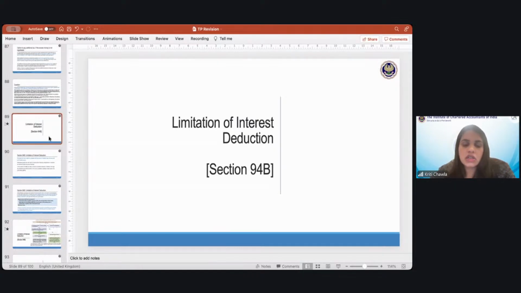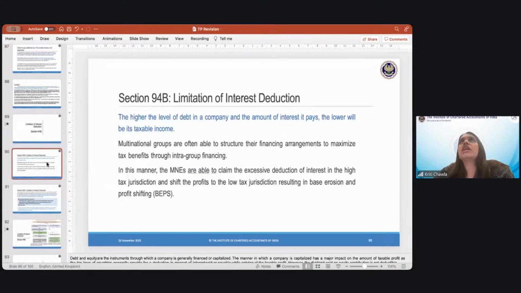Now, the next topic that we have is limitation of interest deduction, which is Section 94B. Limitation of interest deduction basically means what are also called thin capitalization rules. These are situations that talk about the level of debt and equity in a particular company. The higher the level of debt in a company, the higher the interest it pays, and the lower will be taxable income, because the higher is the debt.